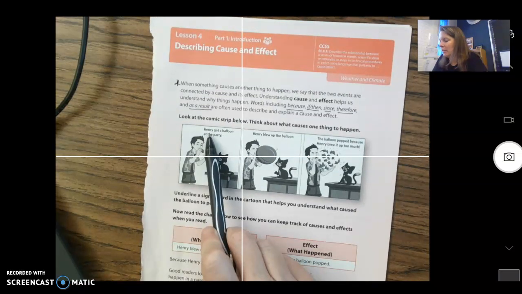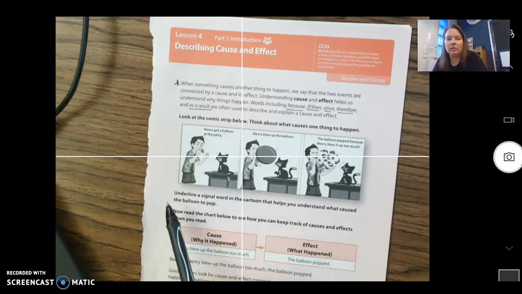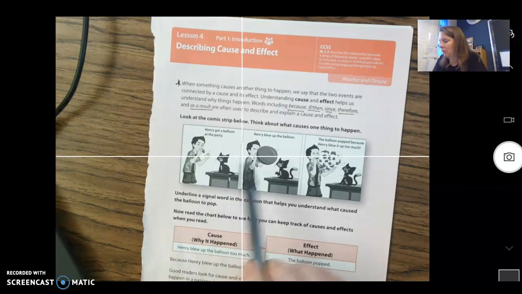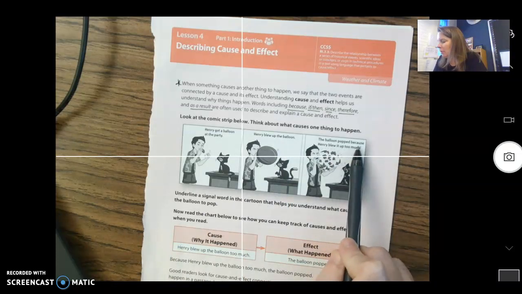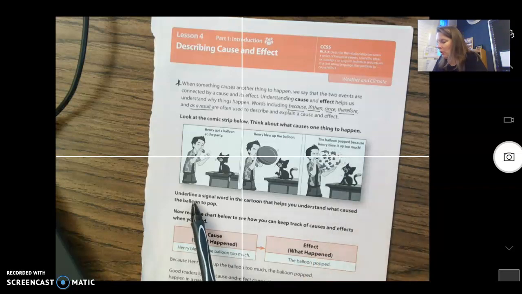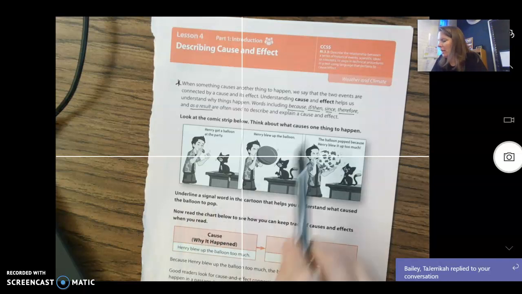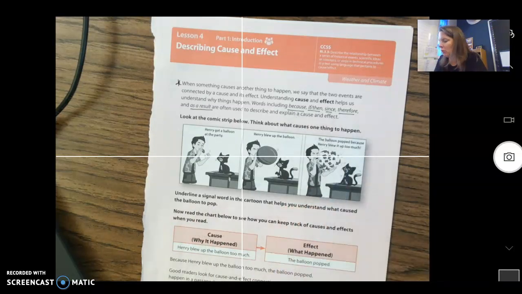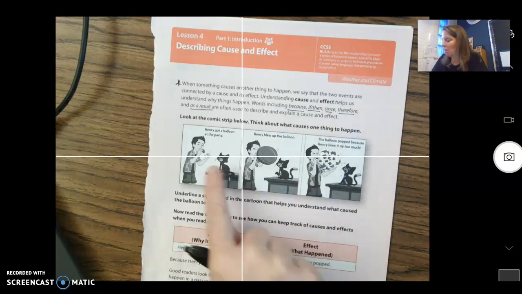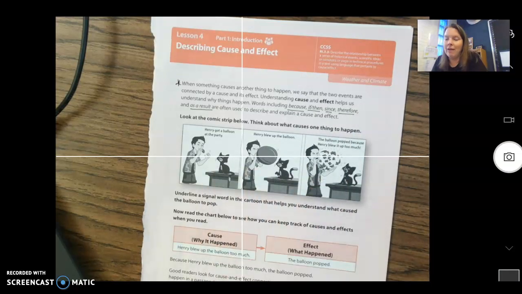So here it says Henry got a balloon at the party. So we see him blowing up the balloon. Henry blew up the balloon. The balloon popped because Henry blew it too much. So the first thing we want to do is underline a signal word in the cartoon that helps you understand what caused the balloon to pop. Okay, so again, these are our signal words up here at the top. So I want you to pause the video, go back to each picture, and see if you can find a signal word.